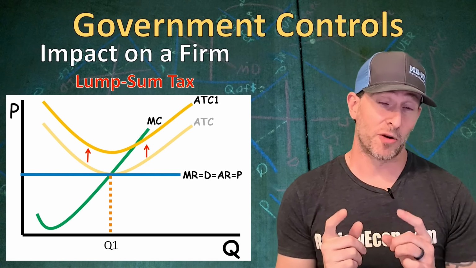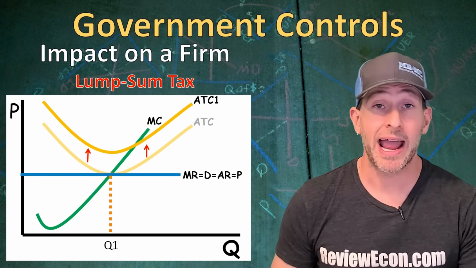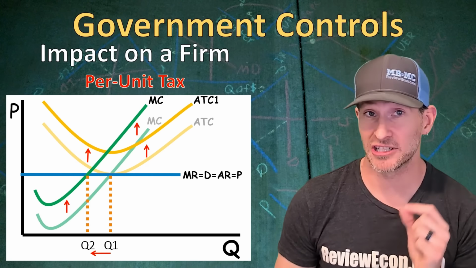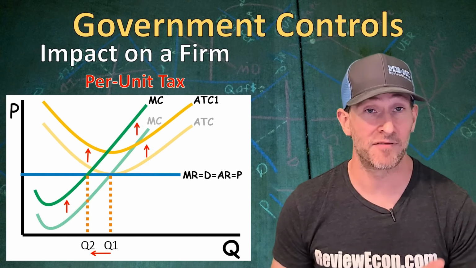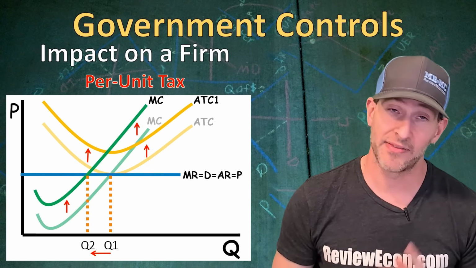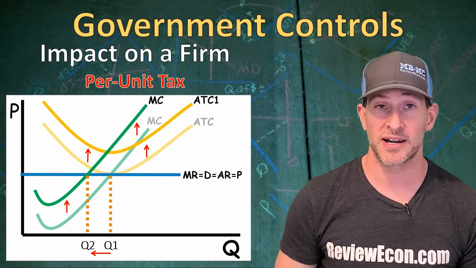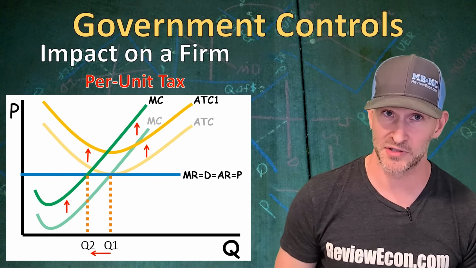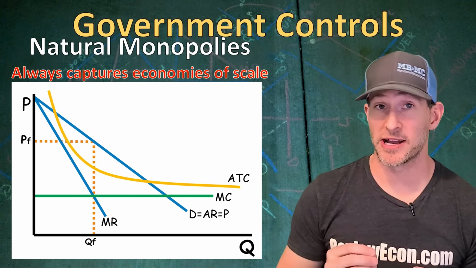So if the government is hoping to change the quantity that's produced, a per unit tax or subsidy is preferable because that will actually move the marginal cost and the average total cost curve upward for a tax or downward for a subsidy. And that will actually change the profit maximizing quantity because the MR equals MC point moves since the marginal cost moved. Now, natural monopolies are often regulated by the government.